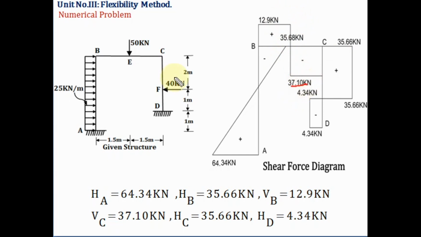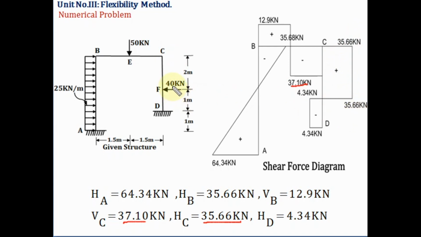37.10. Okay. In this portion there is no load, again 37.10. And at C, what is the reaction? It is 37.10. Okay. Now the horizontal reaction at C is what? 35.66. Okay, it is plus, which means it is towards the right. Now in portion CF there is no load, so here the value is the same. You have to join by a horizontal line 35.66.